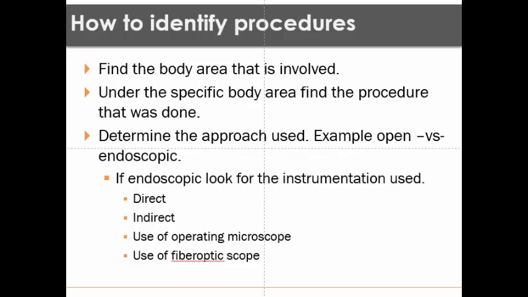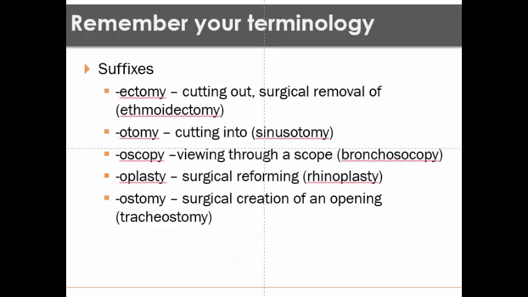First, you need to start out by finding the body area that we're working on. Under that specific body area, then you want to find the procedure that was done. You need to determine the approach that was used, whether it was open or an endoscopic procedure. If the procedure is endoscopic, you will want to look for the instrumentation used, whether it be direct, indirect, with use of an operating microscope or use of a fiber optic scope.